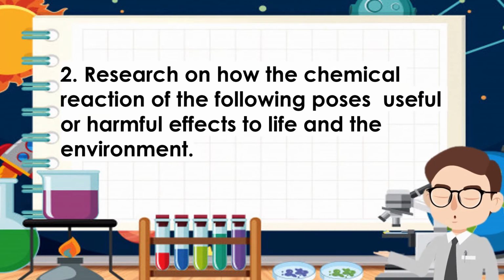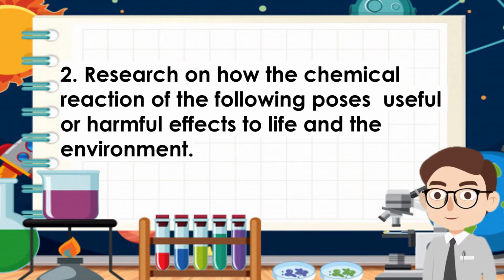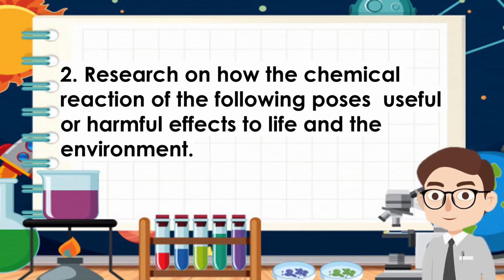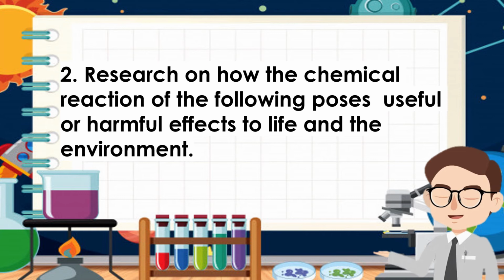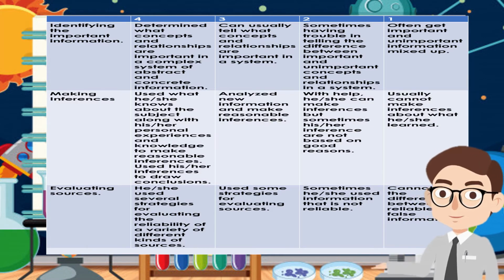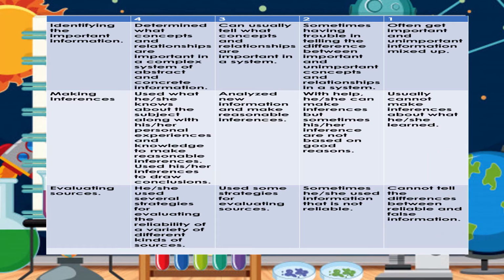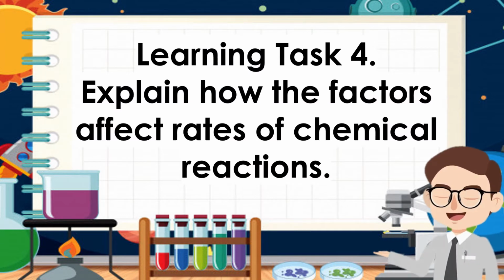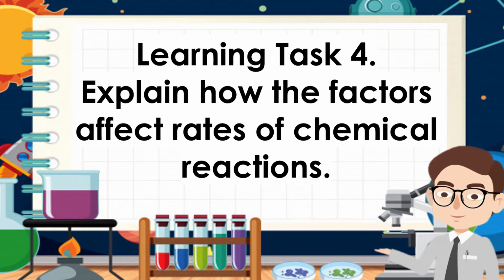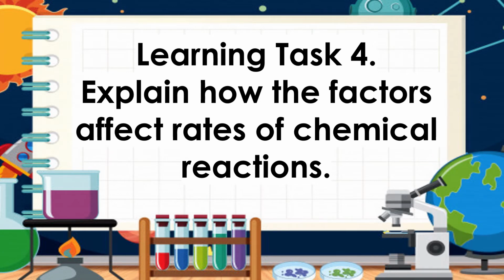And number 2. Research on how the chemical reaction of the following poses useful or harmful effects to life and the environment. Okay, students, you will be graded according to the criteria based on our rubrics. Learning Task 4. Explain how the factors affect rates of chemical reactions.